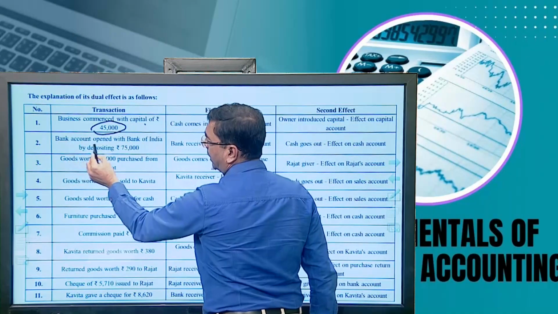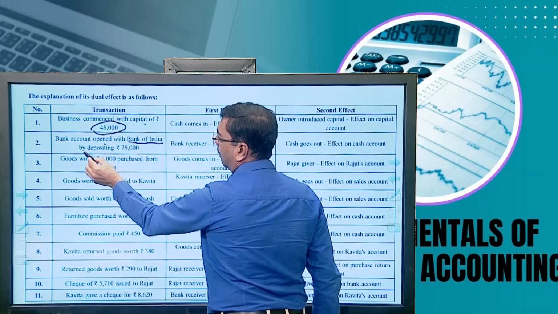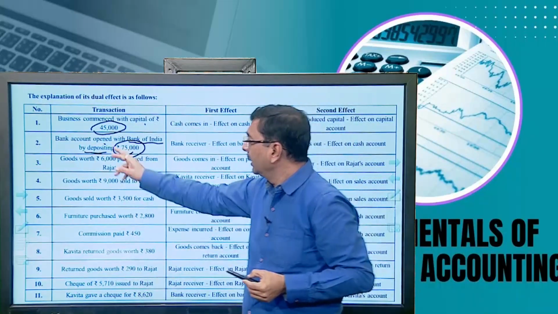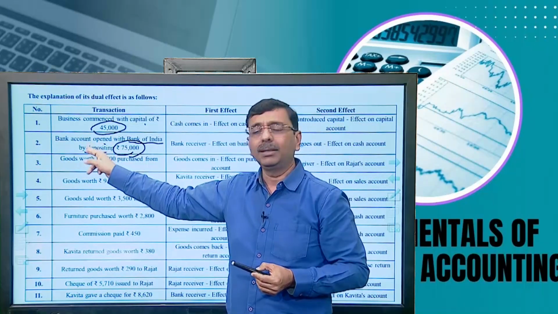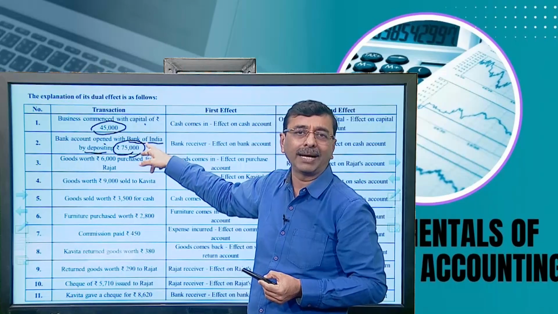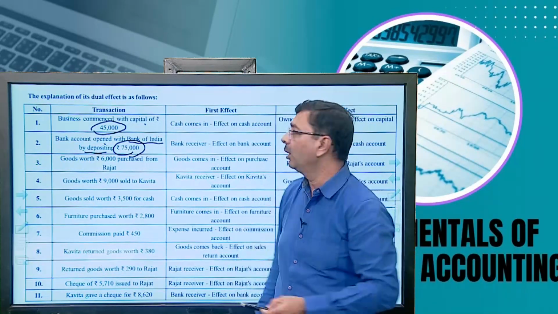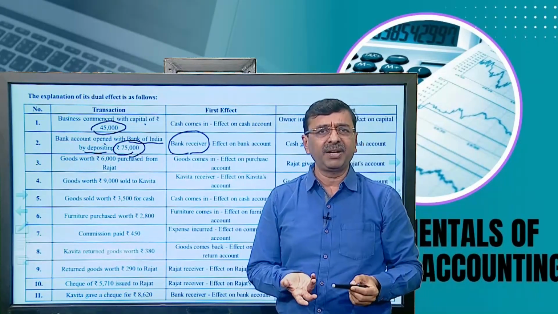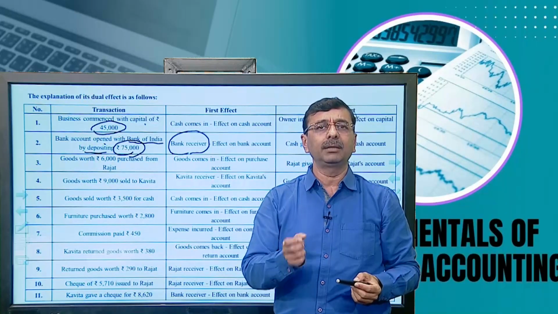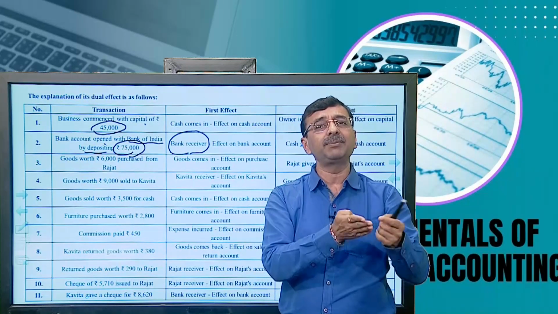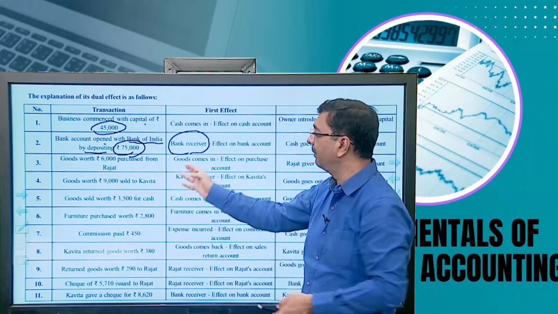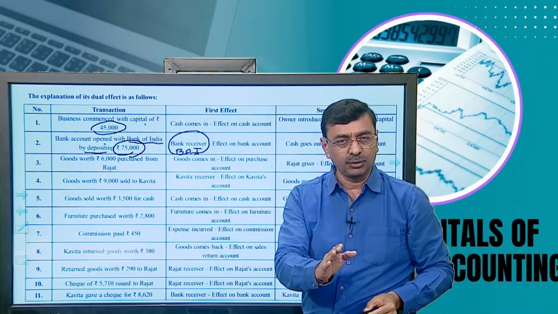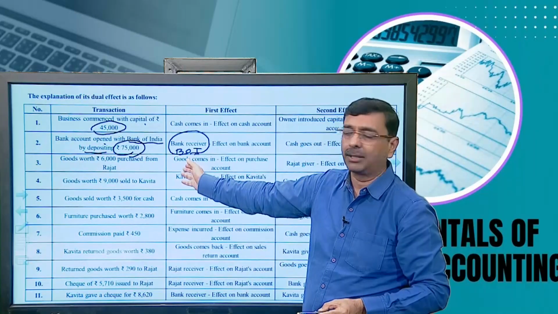The next transaction is: bank account opened with the Bank of India by depositing rupees 75,000. Here, the bank account is opened. Where opened? The name of the bank is Bank of India. So who is the receiver? Bank of India is the receiver. We can specify the name also, because ultimately we have to debit with the name. So bank is the receiver, but which bank? The Bank of India is the receiver. Receiver is always debit. So Bank of India account is debited.